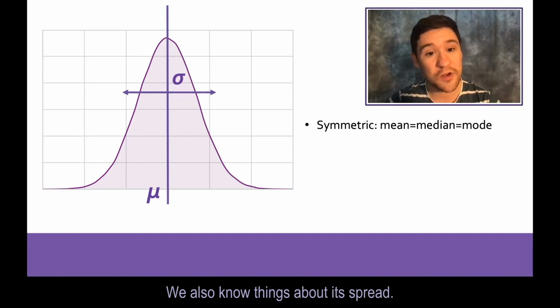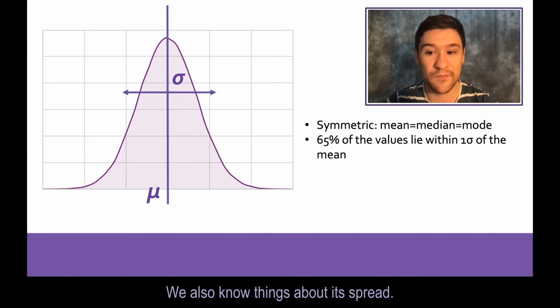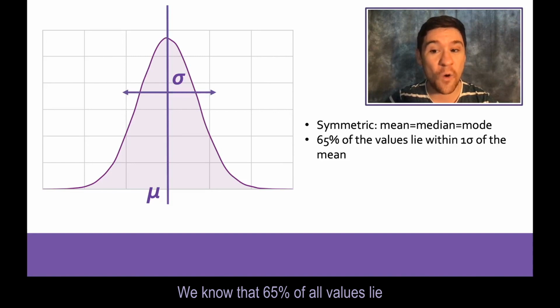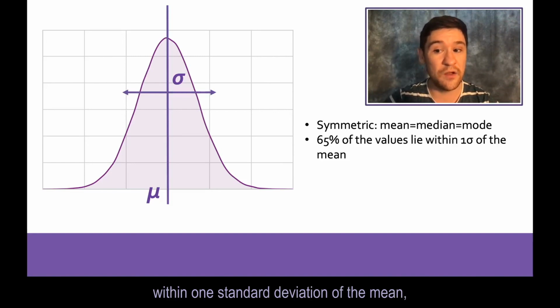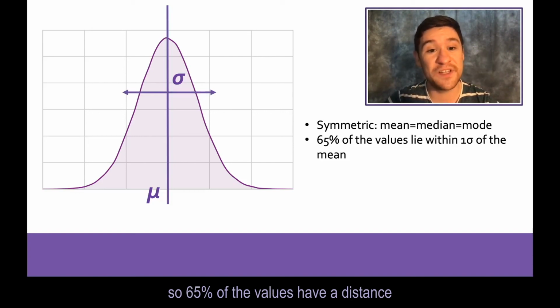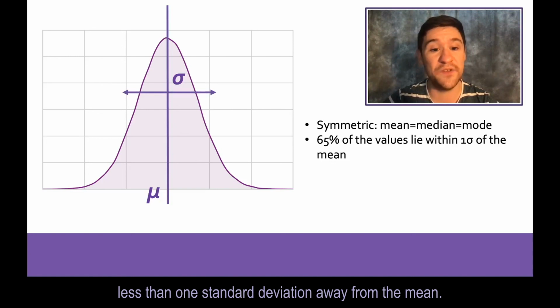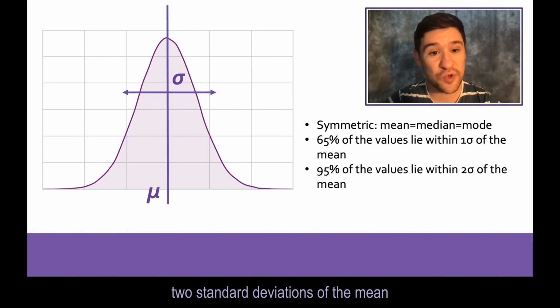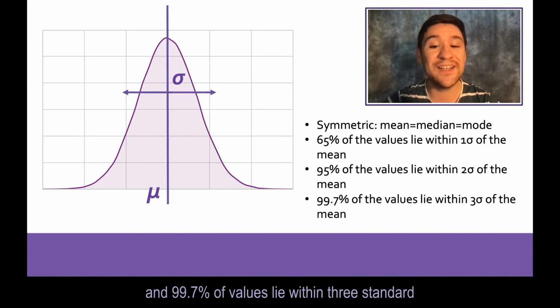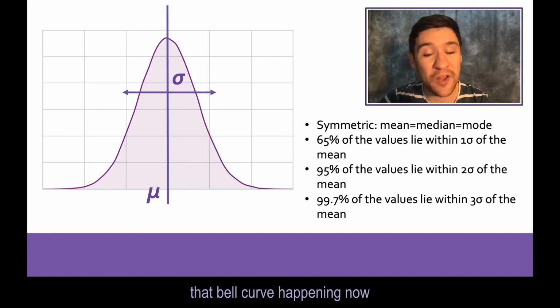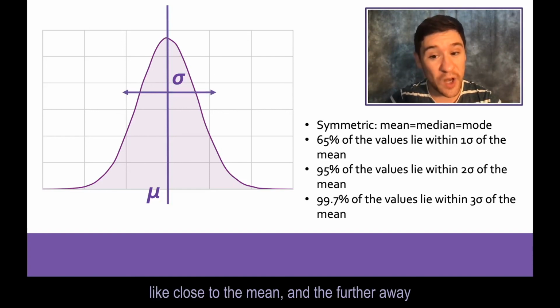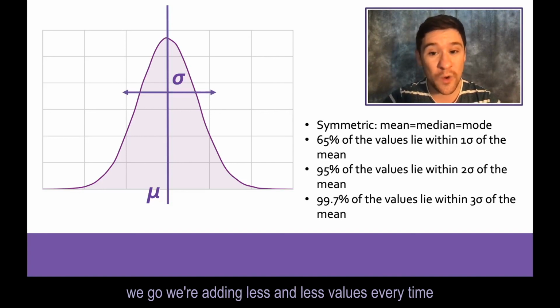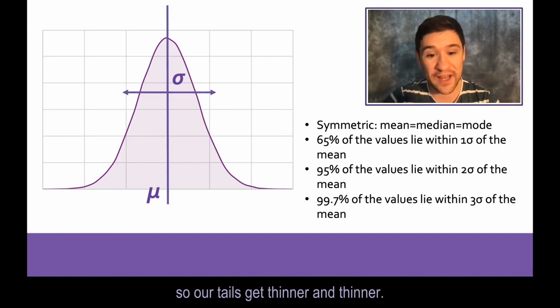We also know things about its spread. We know that 68% of all values lie within one standard deviation of the mean. We can go further. We know that 95% of values lie within two standard deviations of the mean. And 99.7% of values lie within three standard deviations from the mean. And look, we can see that bell curve happening now. Most of the values lie close to the mean, and the further away we go, we're adding fewer and fewer values every time. So our tails get thinner and thinner.